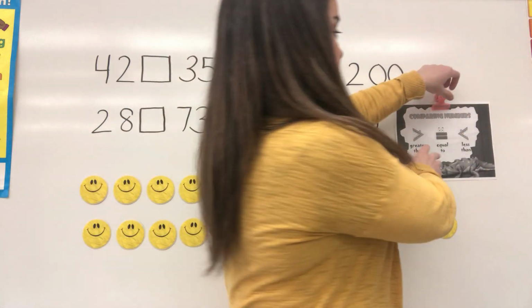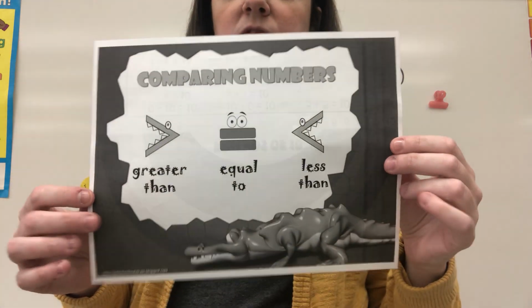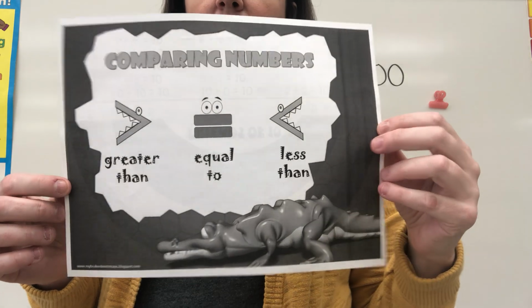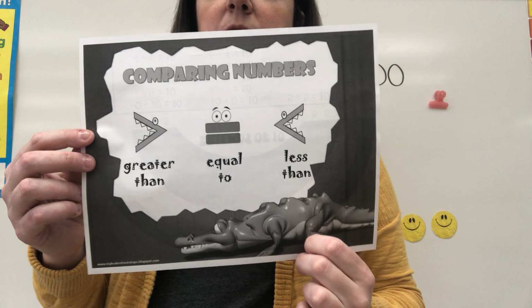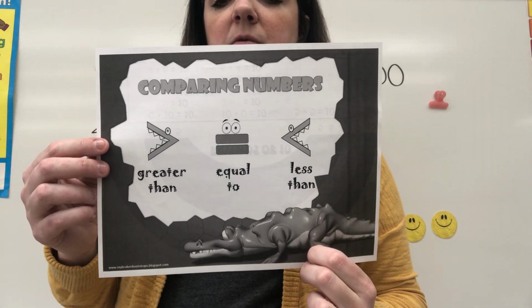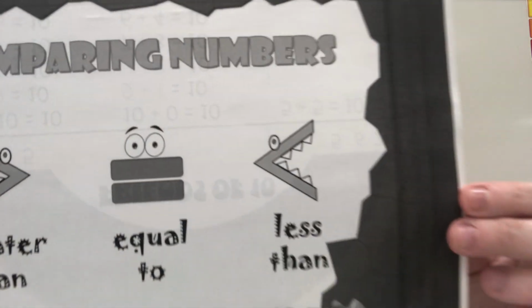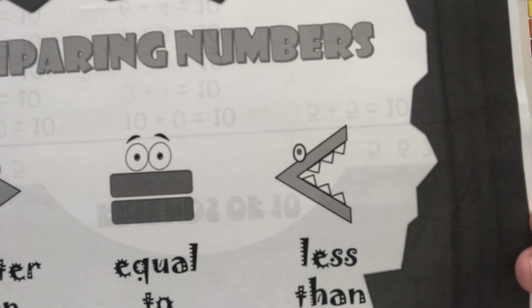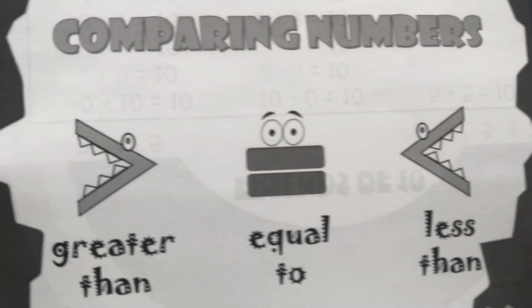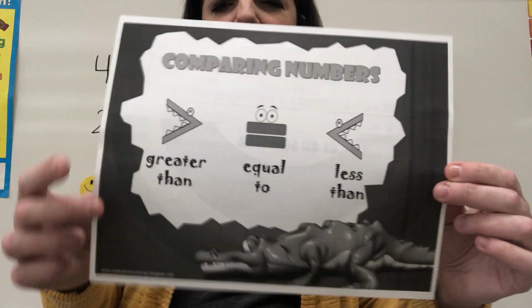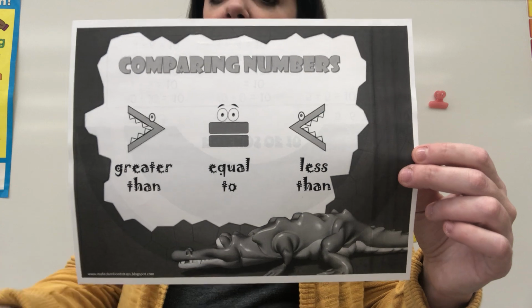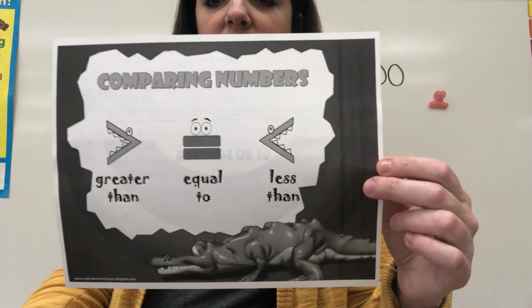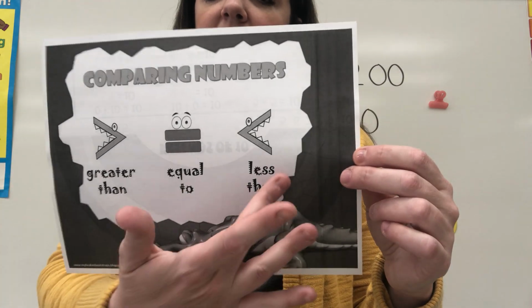All right, so to help us learn our new concept, we have this little sign right here. We're going to learn about these symbols. We have the greater than symbol, and then we have the less than symbol. And those are the two symbols that we're going to work on. If you notice on the pictures, there's an eye, and then there's teeth. We're going to get to that in a minute. Now the sign in the middle is the equal sign, and we're not going to focus on that one today. We're just going to focus on greater than and less than.